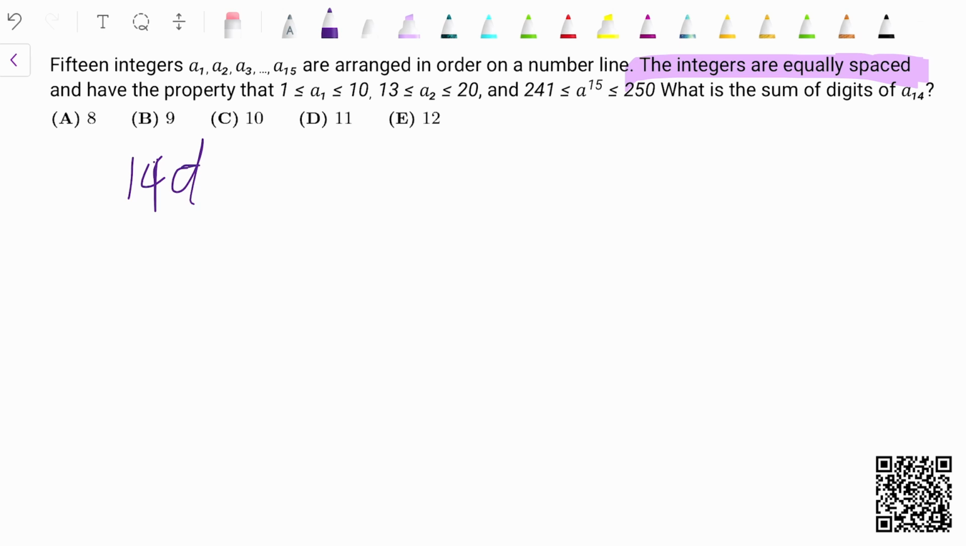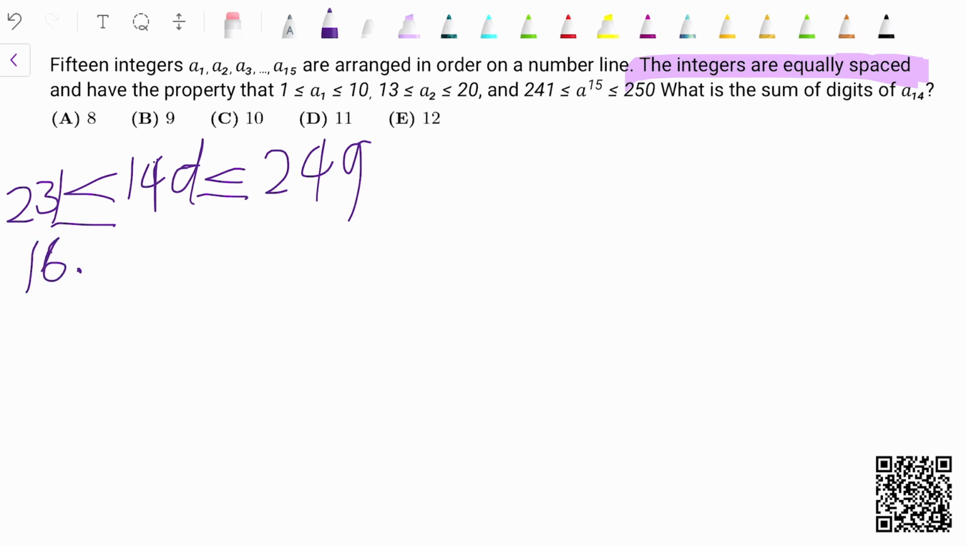So you have 250 minus 1, so that is 249, and 241 minus 10, so that is 231. Now that we have these two numbers, you might think it's smooth sailing from now on. In reality, it's not, because we don't know A1, and 231 and 249 are both not divisible by 14. However, doing a little quick solving, you'll find that 231 divided by 14 is 16 point something, and 249 divided by 14 is 17 something.